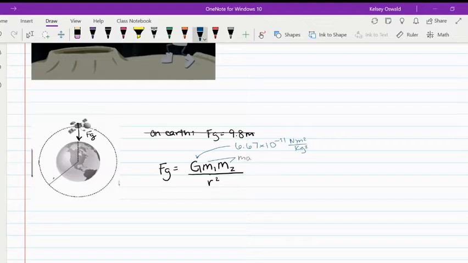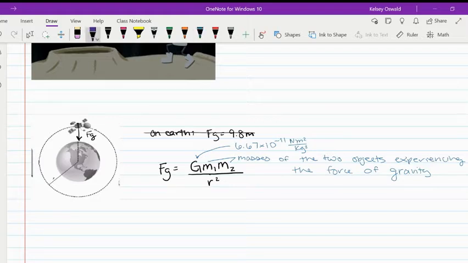Perfect. When we look at M1 and M2, these are the masses of the two objects experiencing the force of gravity. Because something that is really cool, and not a lot of us think about, is that when we say you are attracted to the Earth because of gravity, the Earth is also attracted to you because of that same force of gravity. What it means is that all objects exert an attractive gravitational force on all other objects.